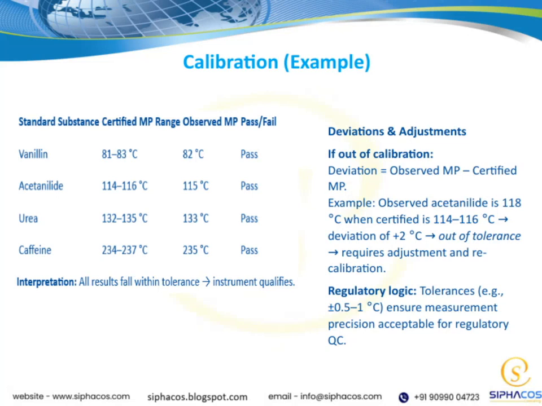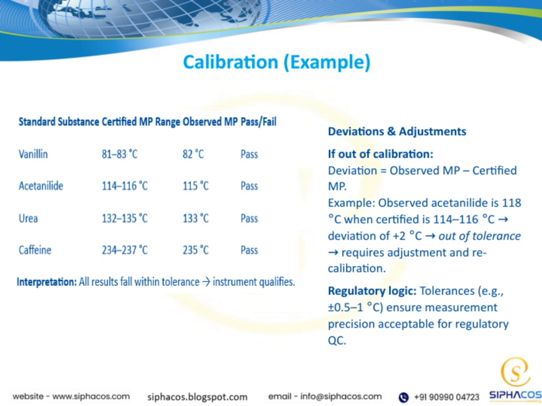Let's talk about deviations and adjustments. When a measurement is out of calibration, we calculate the deviation by subtracting the certified melting point from the observed melting point. For example, if we observe acetanilide melting at 118 degrees Celsius, but the certified value is between 114 and 116 degrees, the deviation is plus 2 degrees. This means it's out of tolerance and needs adjustment and recalibration.